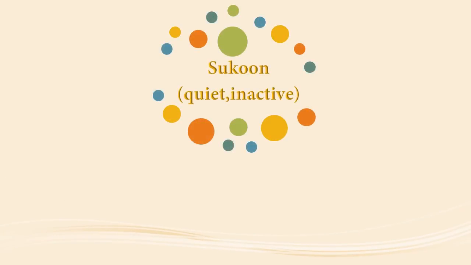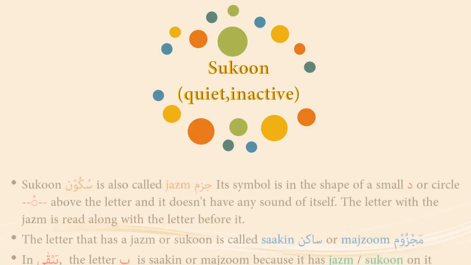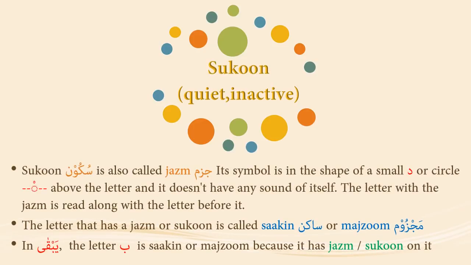Sukoon, quiet or inactive. Sukoon is also called jazm. Its symbol is in the shape of a small dal or circle above the letter and it doesn't have any sound of itself. The letter with the jazm is read along with the letter before it. The letter that has a jazm or sukoon is called sakin or majzoom. For example, in yabqa, the letter ba is sakin or majzoom because it has jazm or sukoon on it.